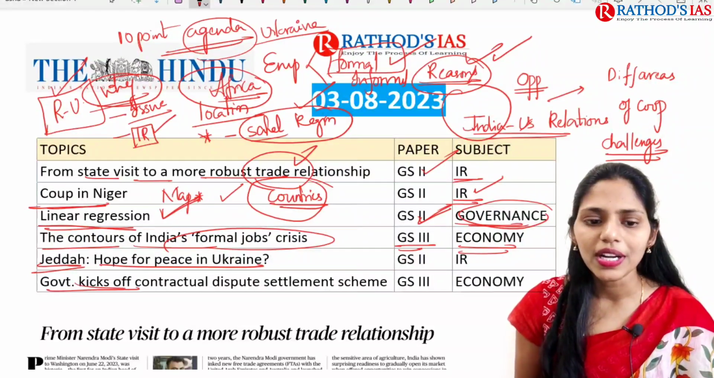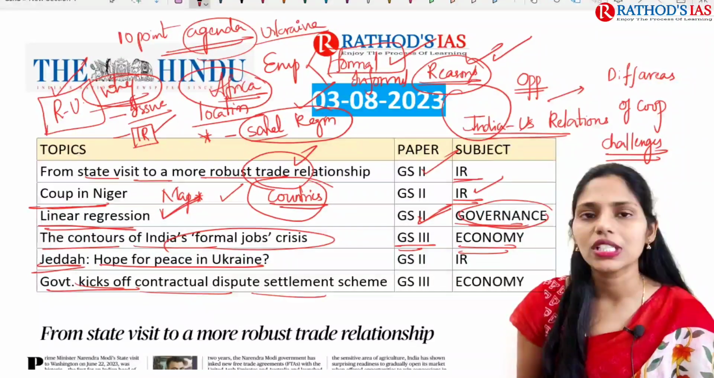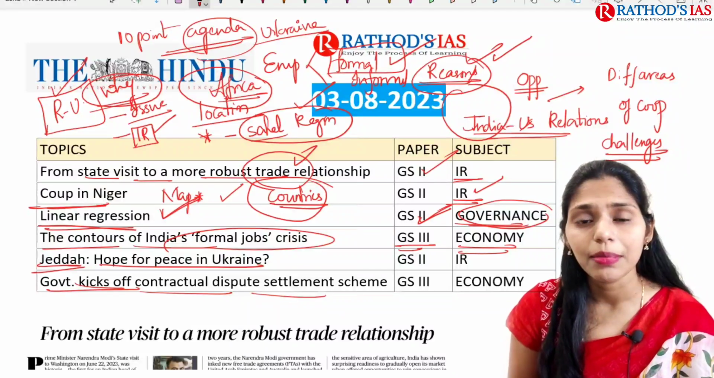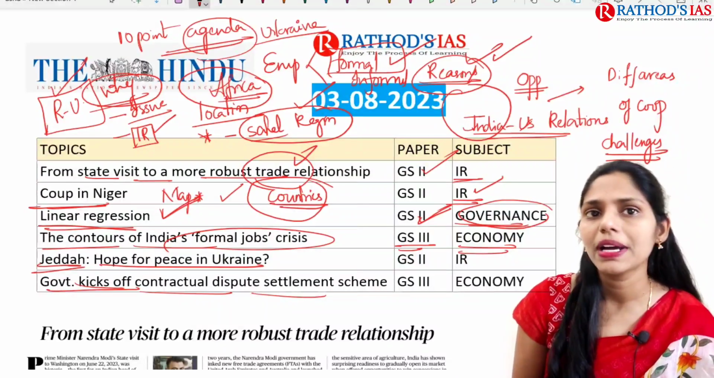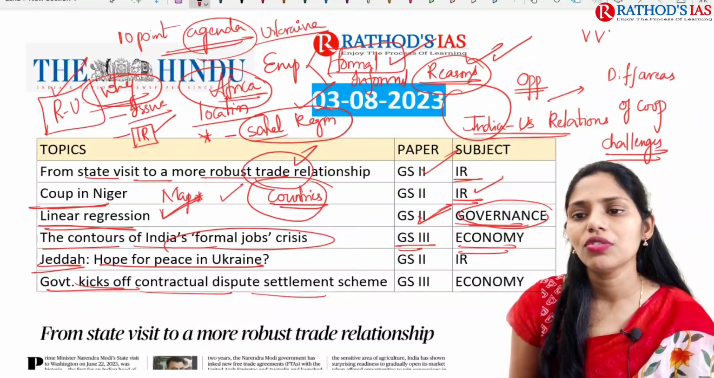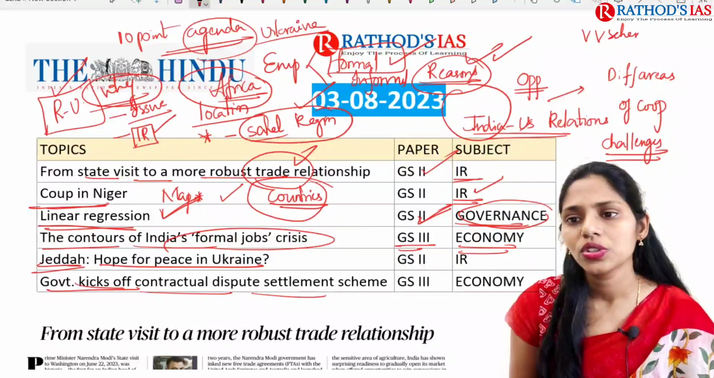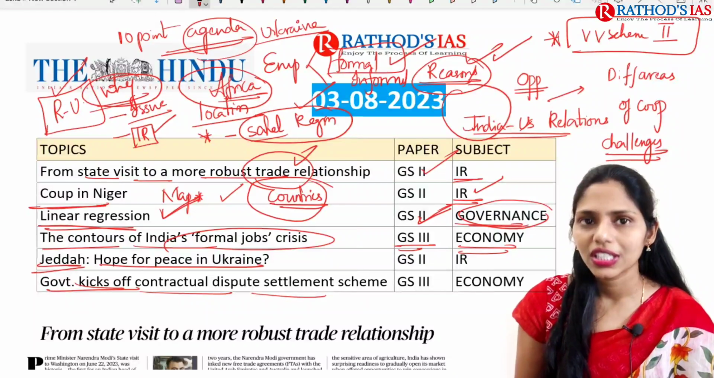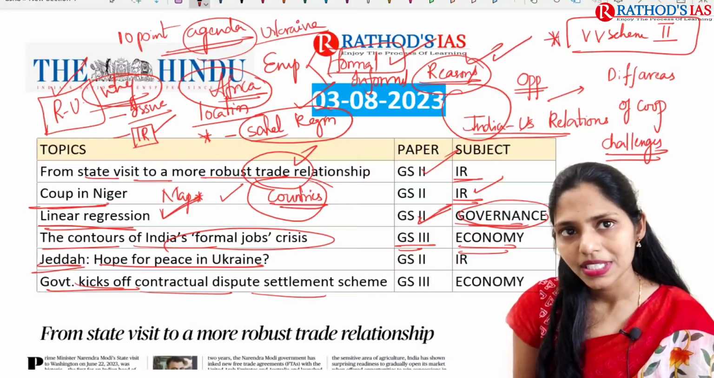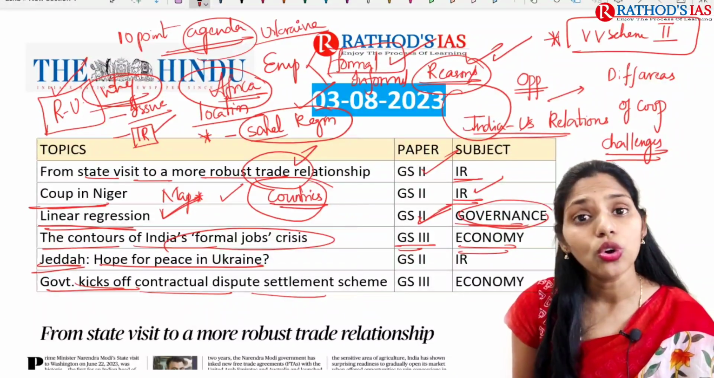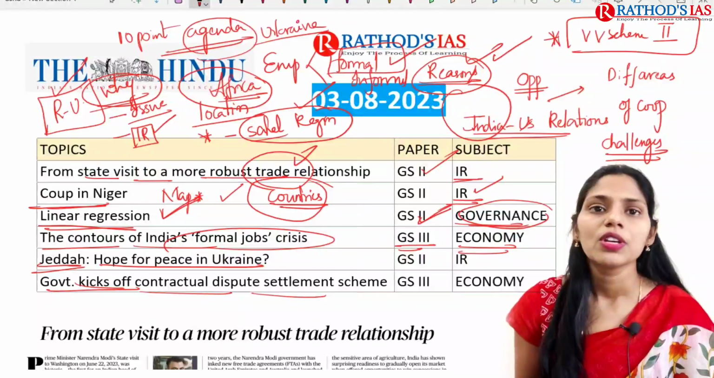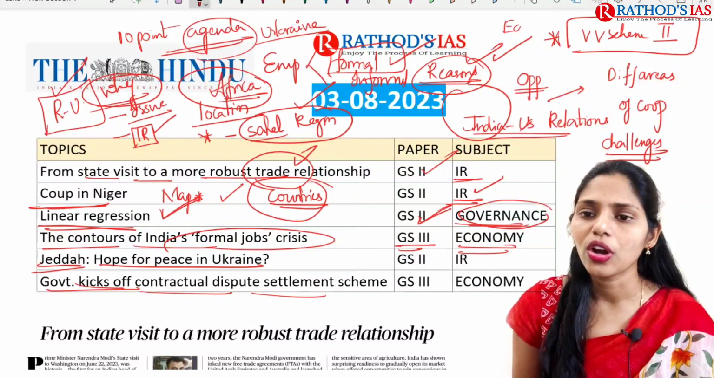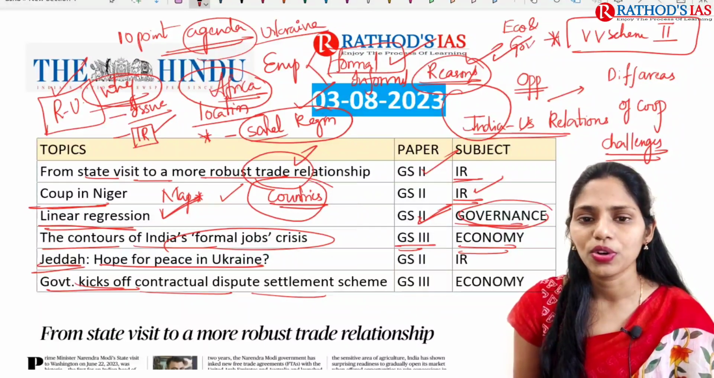And the next one is the government kicking off a contractual dispute settlement system. Here we have a scheme that was already announced by our finance minister in the union budget. This is the Vivad Se Vishwas scheme, and this is the second version, Vivad Se Vishwas scheme 2. You have to know the key highlights: which ministry implements it and who is covered under this scheme. All these things you have to know, and this topic is important from both the economy and governance points of view.